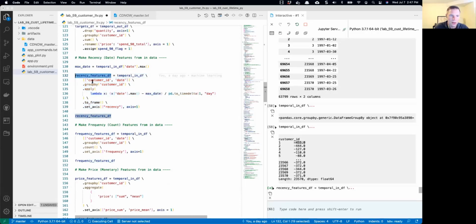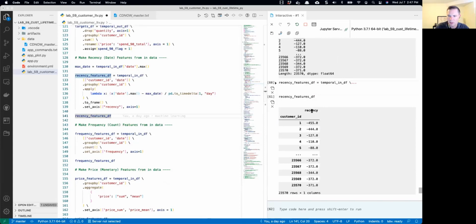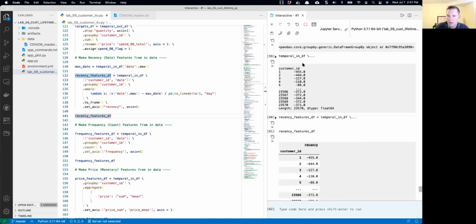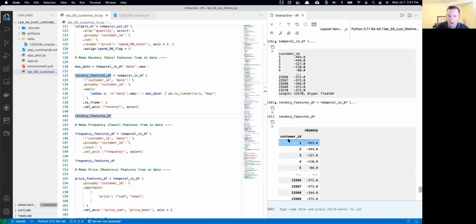And what this does here, so this is a series. I convert it to a data frame, and then I set the axis, which is just going to set the column name to recency. And then our final recency features looks something like this, where it has a name of recency, and it's just basically converted to a data frame. And the index is the customer ID. That index is important because we're going to blend everything or merge everything together by this customer ID.